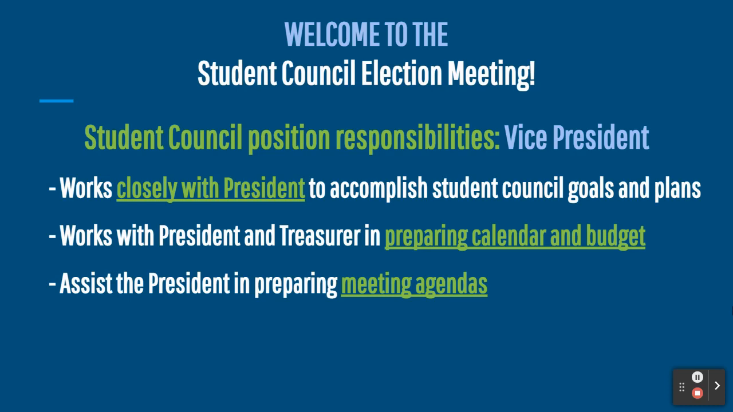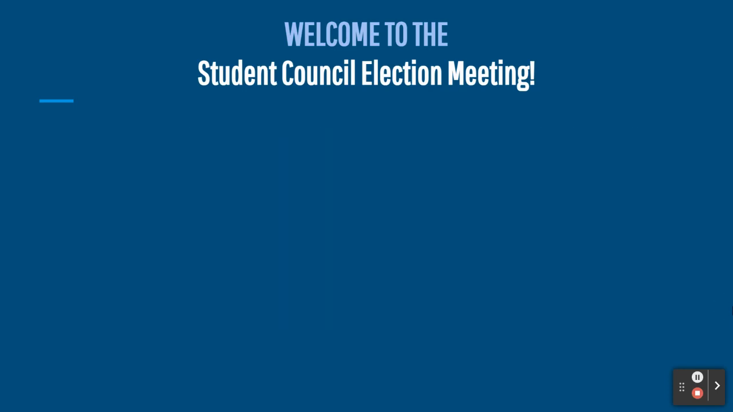And then they're going to assist the president in preparing meeting agendas. What are we doing during the meeting? What are we going to do? What are our goals and objectives? In the morning, sometimes we meet at 7:30, from 7:30 to 8 o'clock. We need to know what that meeting is going to be about. 30 minutes goes fast. The vice president and the president need to make sure that we have an agenda that we're going to be working from on that meeting.